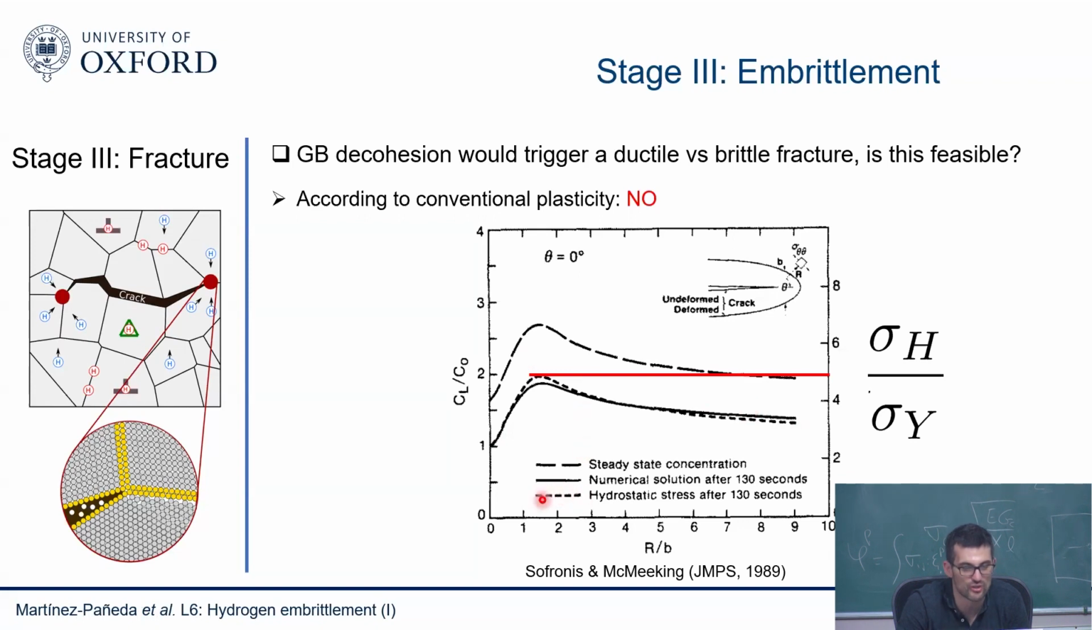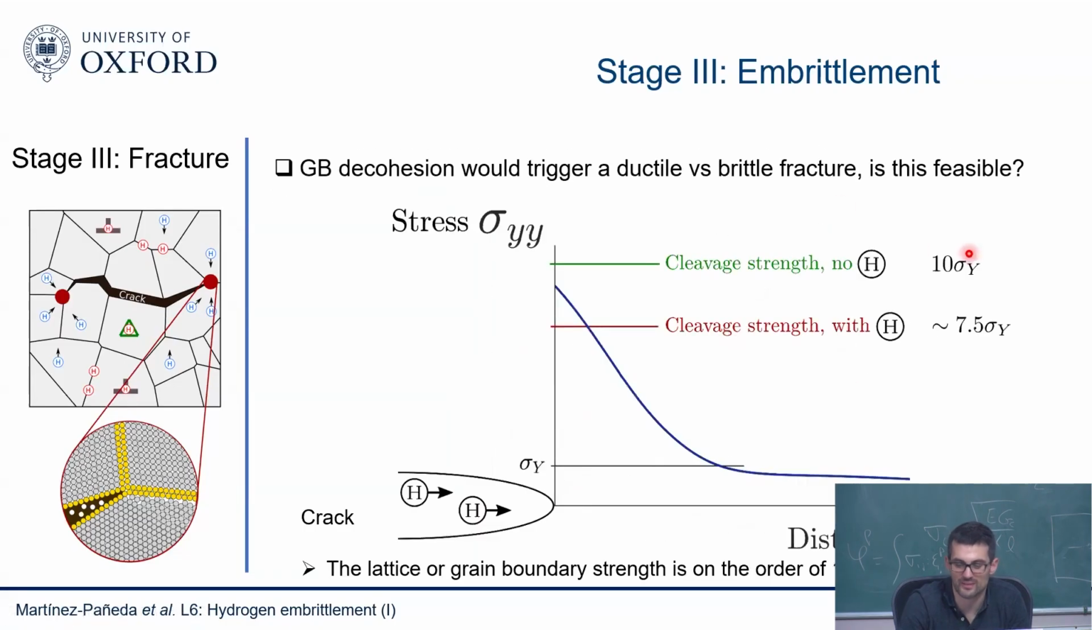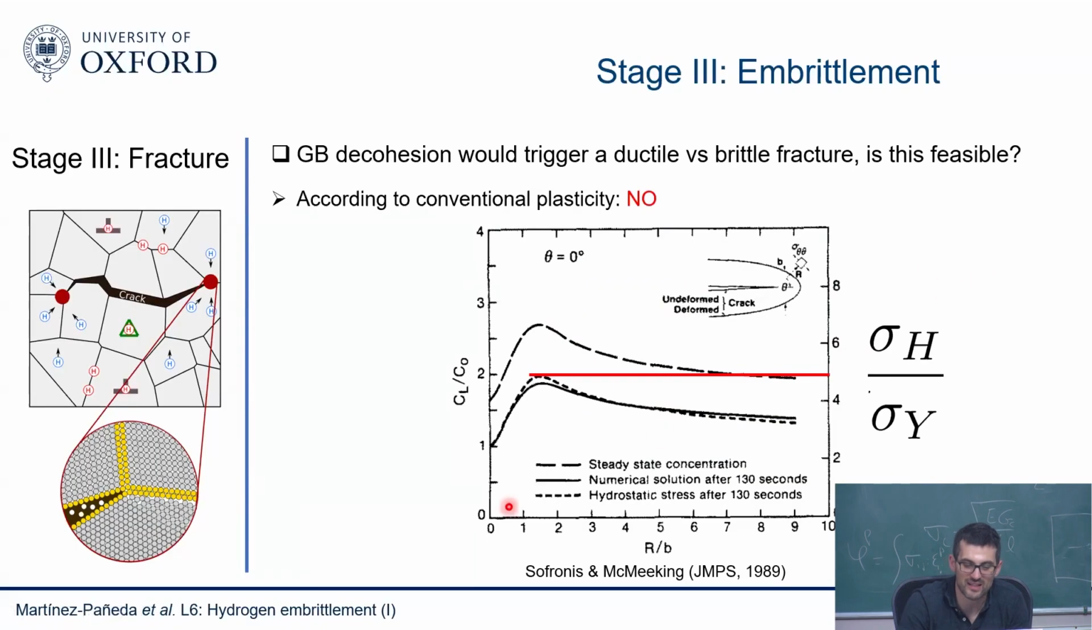So here this dashed line is the hydrostatic stress. You can see here the grain boundary strength is 9 to 10 times the yield stress. The maximum stress that you get ahead of your crack tip is 5 times the yield stress. So we are pretty far away. This is something that has puzzled the community for quite some time. How can it be that, if things fail, we see this grain boundary open, when we need stresses that are 10 times the yield stress and our calculations tell us that our stresses are 5 times the yield stress?